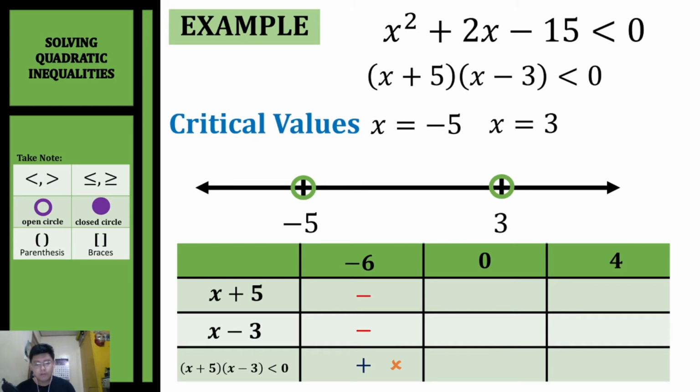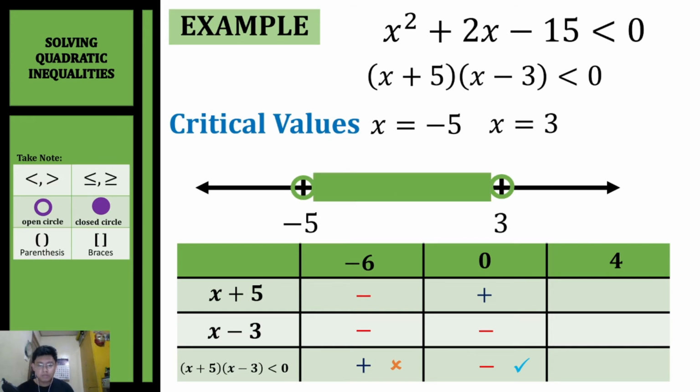What about 0? Let's substitute 0 to our factors. So, 0 plus 5, the result will be positive. 0 minus 3, the result will be negative. Let's multiply them. Positive times negative, that will be negative. So is a negative number less than 0? Yes. Therefore, yes, it satisfies our inequality. Therefore, all the numbers between negative 5 and 3 are possible solutions to this quadratic inequality.